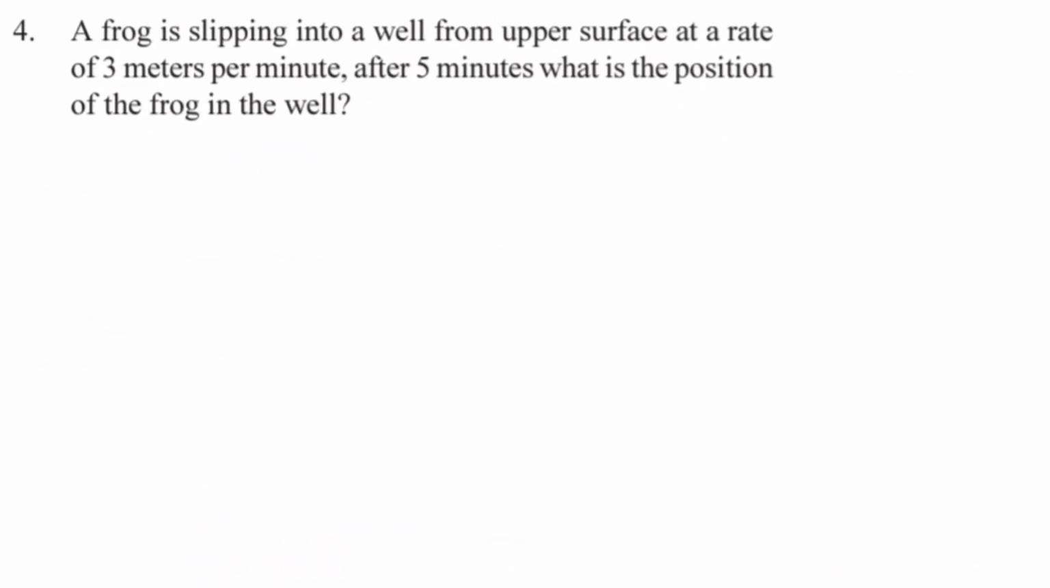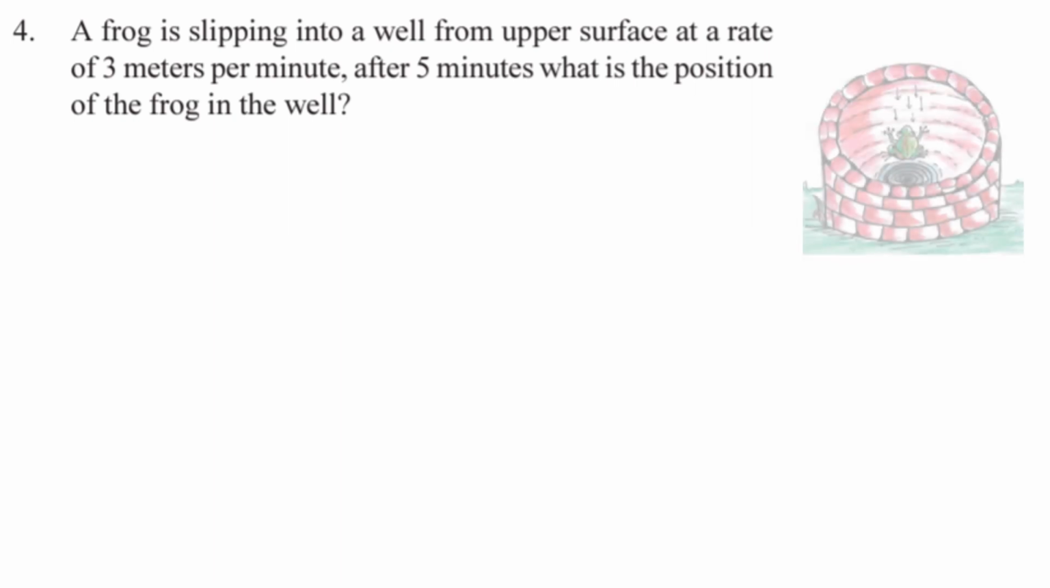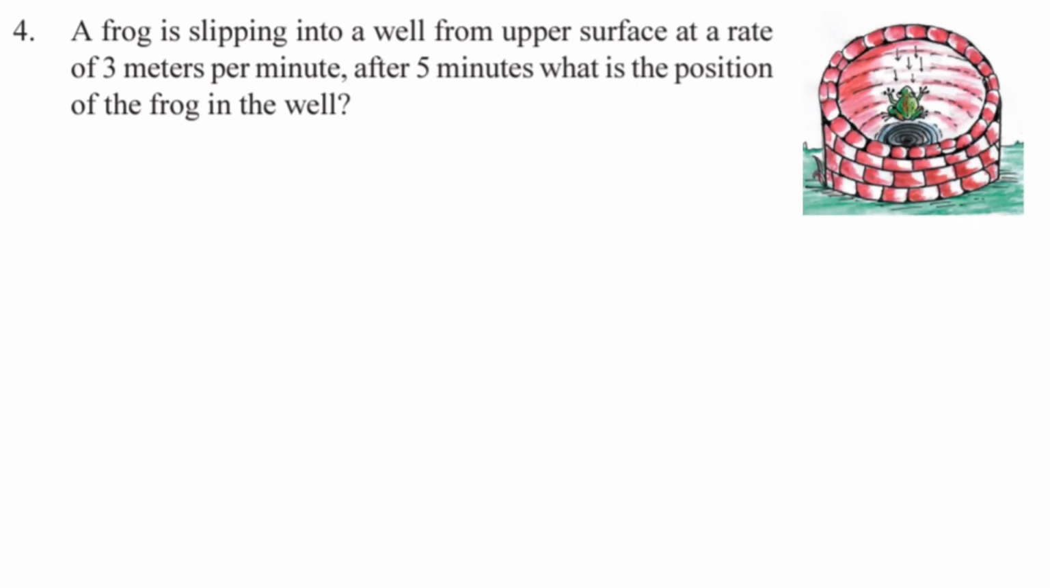Question number 4. A frog is slipping into a well from the upper surface at the rate of 3 meters per minute. After 5 minutes, what is the position of the frog in the well? Read that carefully, children. Slipping means that it is negative, right? After 5 minutes, what is the position of the frog in the well?